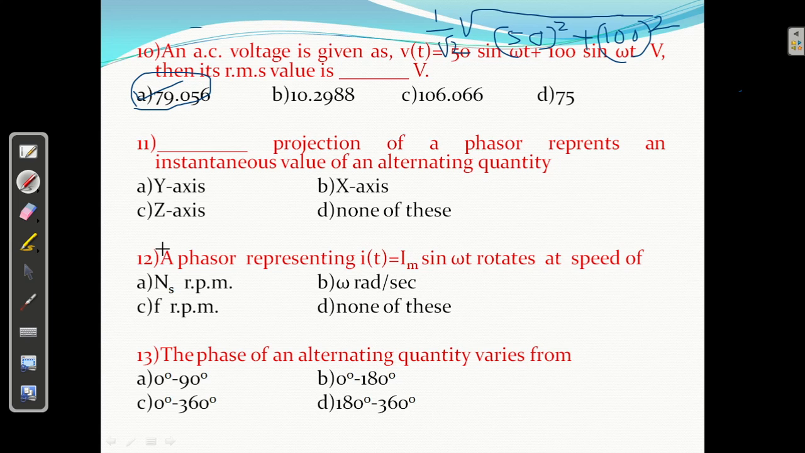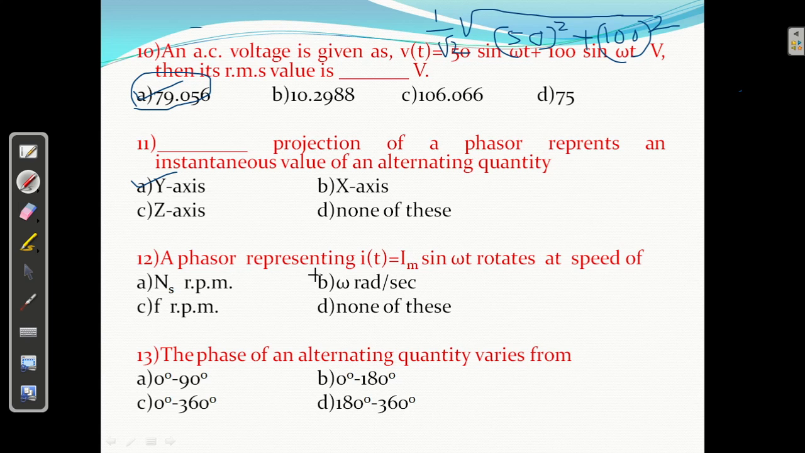Okay. Question number 11. The projection of a phasor represents the instantaneous value of an alternating current. That is on the Y-axis. So answer 11 is A, y-axis. On x-axis it is the time or omega, right, or angle.